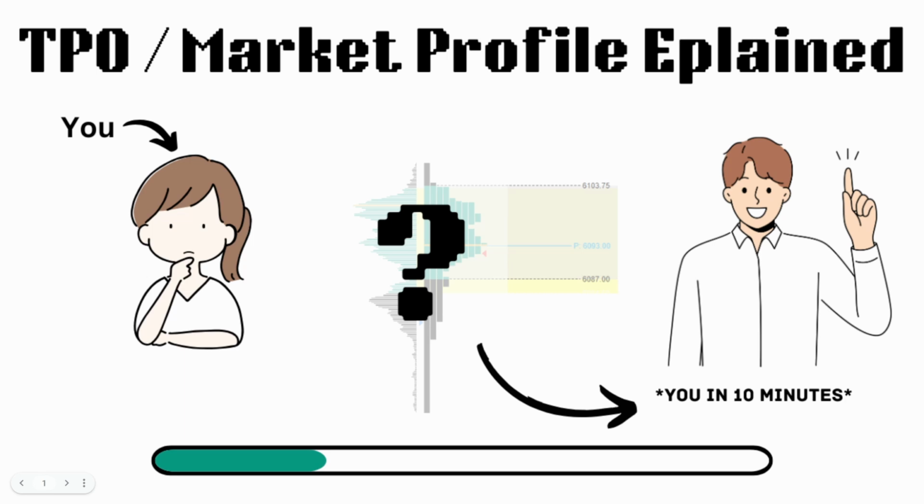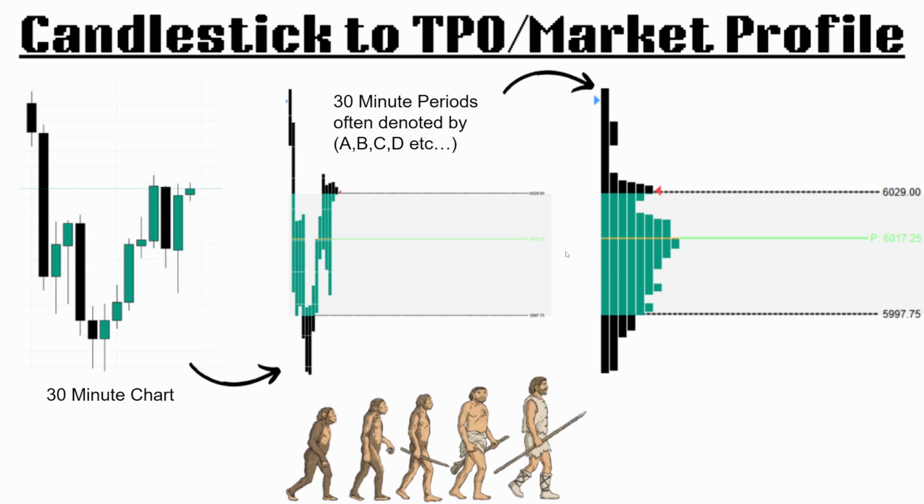Hey guys, in this video I'm going to be explaining market profile or TPO charts and how we can use them in our trading through the lens of auction market theory. So first thing we need to understand is how do we go from a candlestick chart to a TPO or market profile. So here on the left we can see this is a 30-minute chart with candlestick bars.